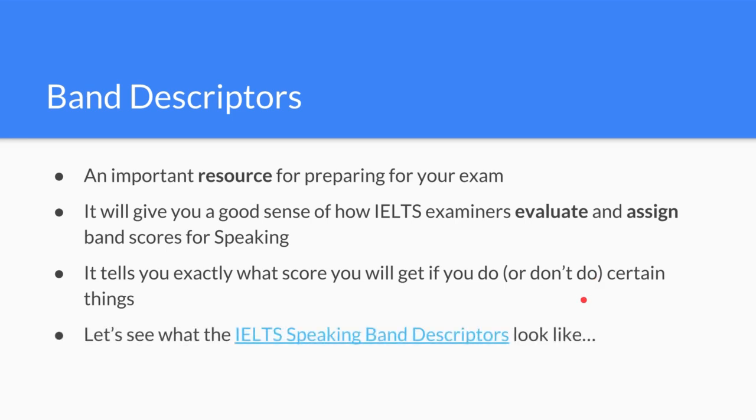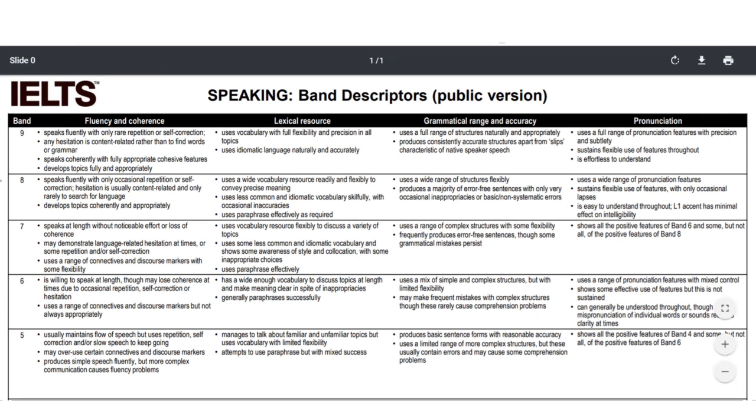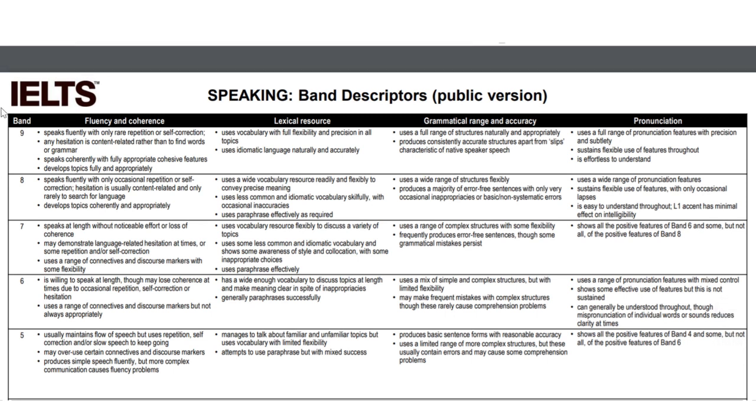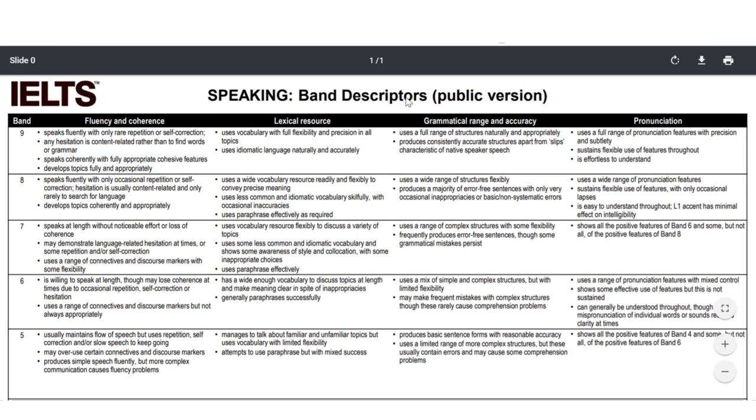Now, let's take a look at what these band descriptors look like. All right, over here, we've got our official IELTS speaking band descriptors. Here in the left column, we've got a column called band. And here you can see that we've got different bands starting from band 9 down to 8, 7, 6, and it goes all the way down to 0.